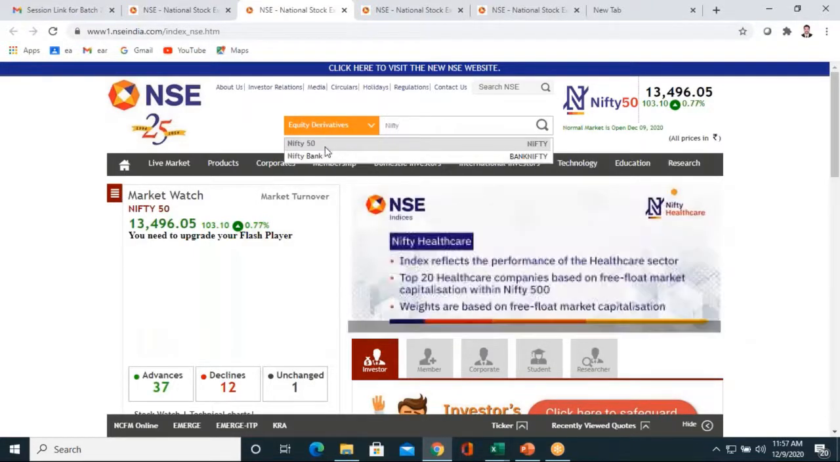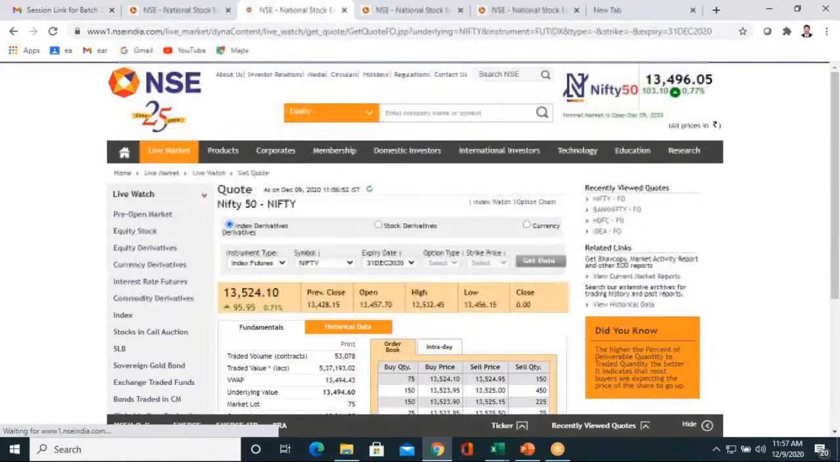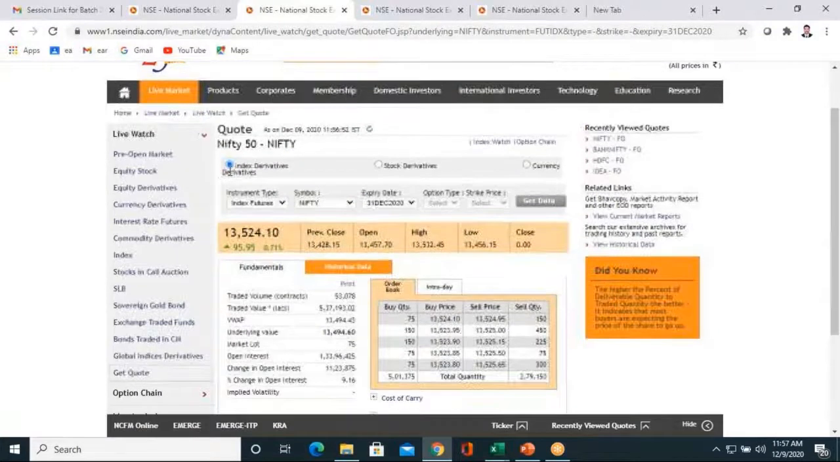Nifty 50. Equity derivatives, Nifty 50. Why am I not getting it? One second. See, if I go to index, I'm just taking an example of an index, not any company's future contract, an index future contract, Nifty. I will go to Nifty only, Nifty 50, and 31st December is the expiry. You can see the nearest month, I will take 31st December.